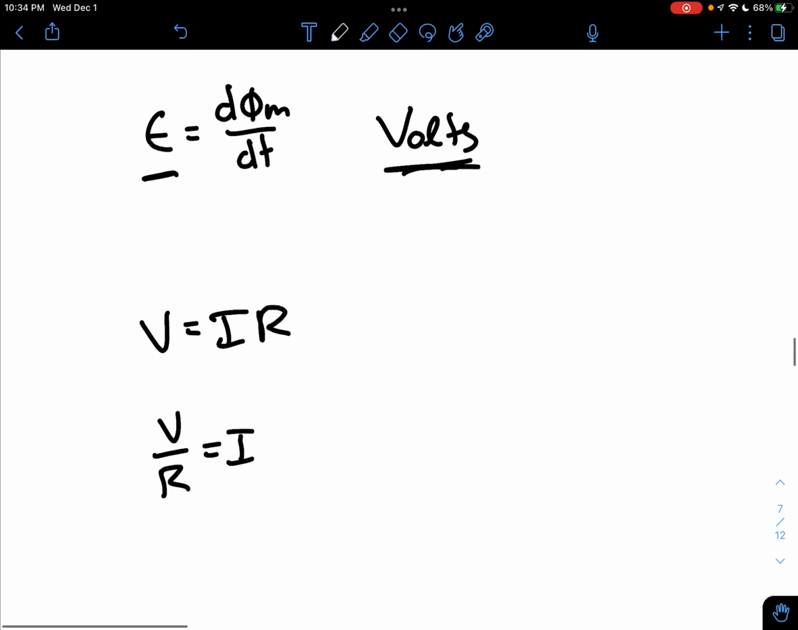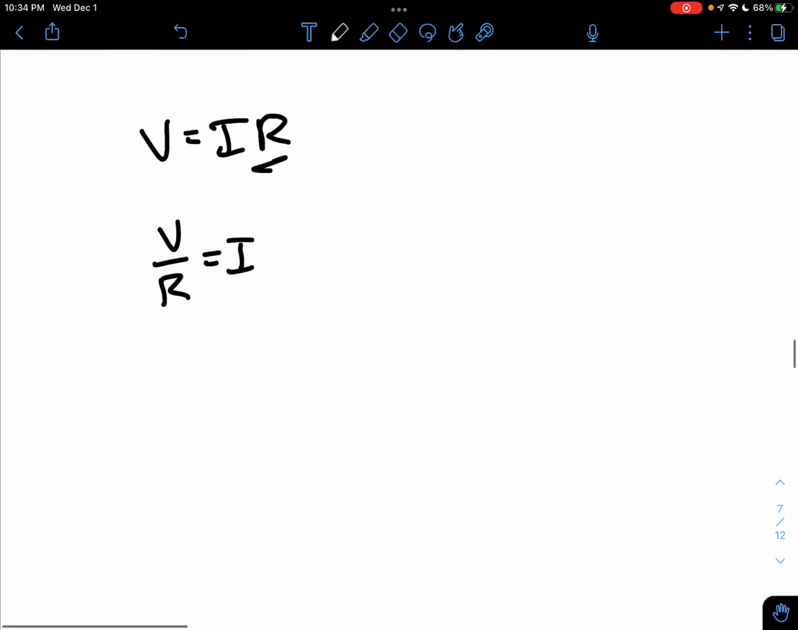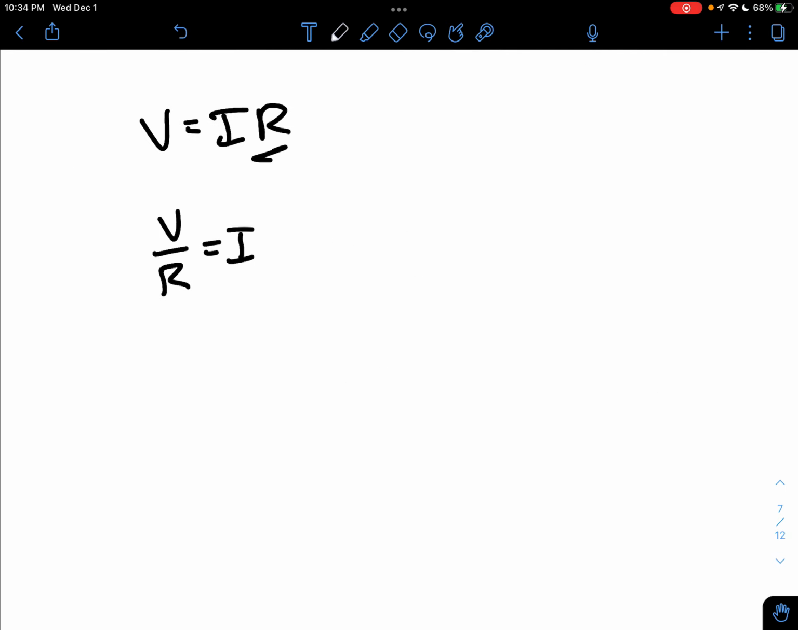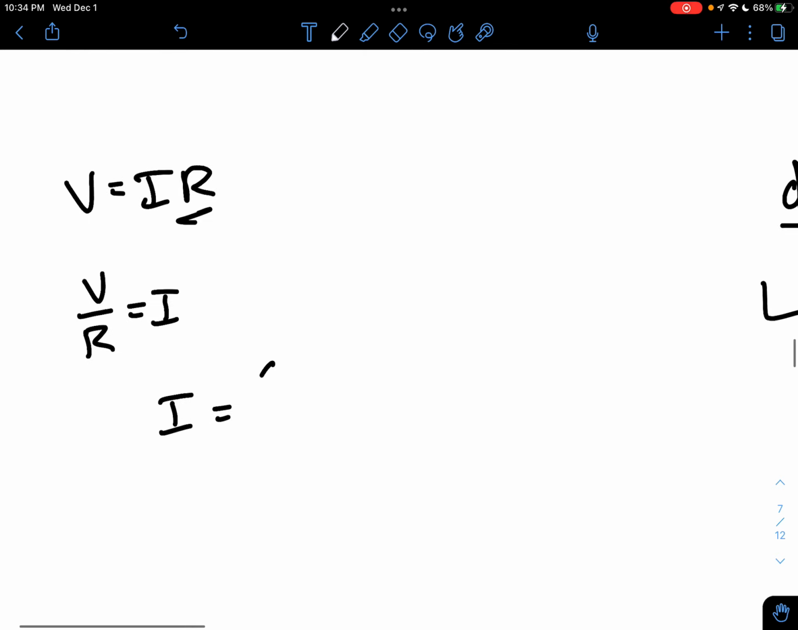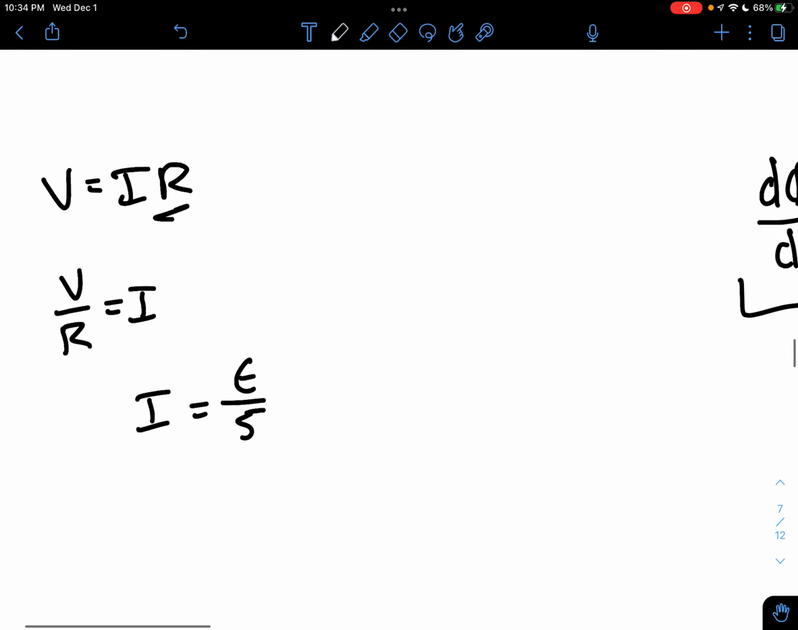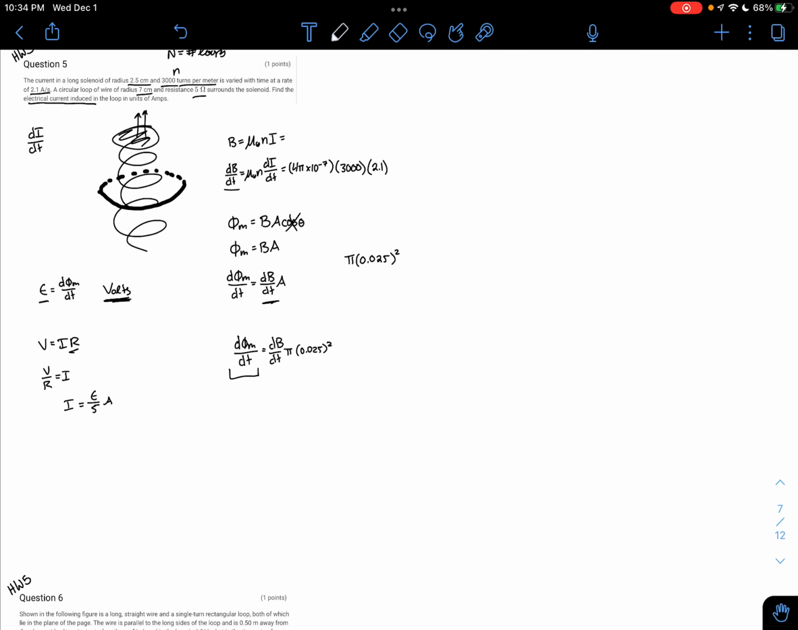We have our voltage, that's our EMF. And we have our resistance that was given in the problem, 5 ohms. So that's going to give us our electrical current. So our I, if we just solve all this out, is just going to be the electromagnetic field over 5. Cool. And that's going to give you your answer in amps because we kept everything in base units. Base units always.